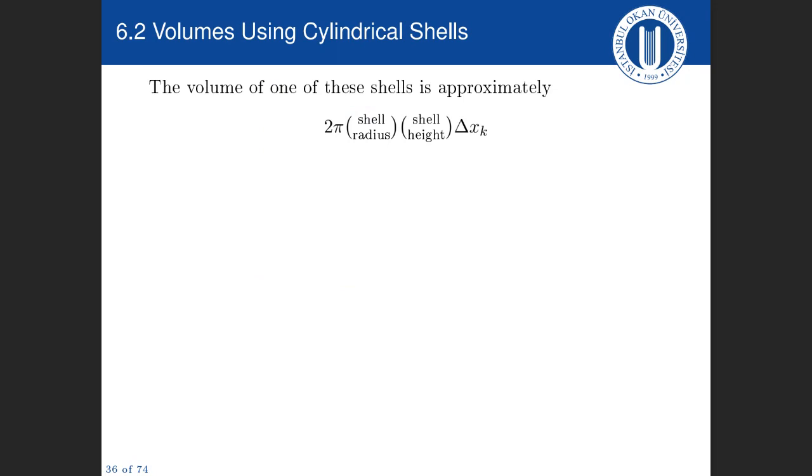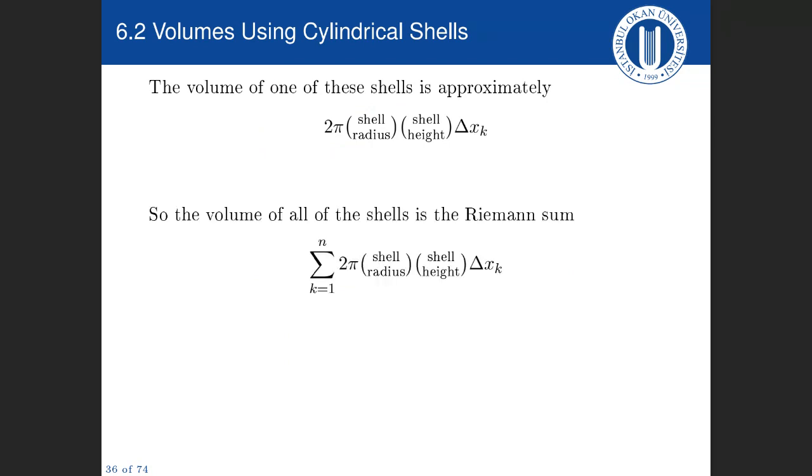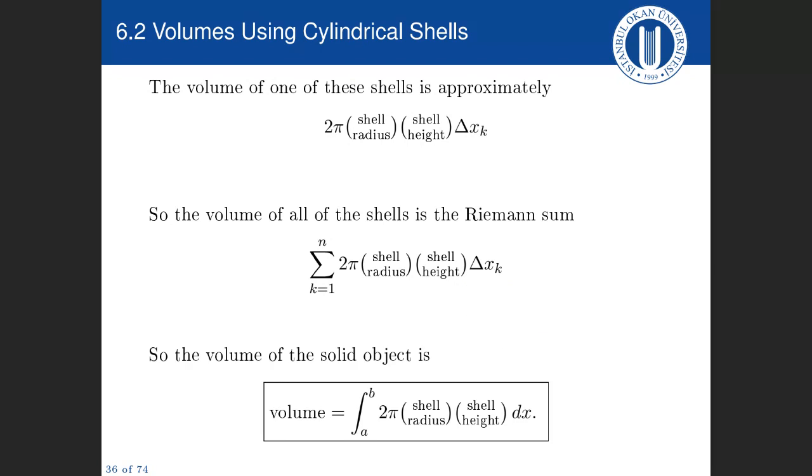So the volume of one of these shells is going to be approximately 2 pi times the radius multiplied by the height multiplied by the thickness. And if we add all of these shells together, we get our Riemann sum. When we take the limit of a Riemann sum, delta xk changes to dx, and sum changes to integral. So when we take the limit of the Riemann sums, we'll get our formula. Volume is the integral from a to b, 2 pi, shell radius, shell height, dx.